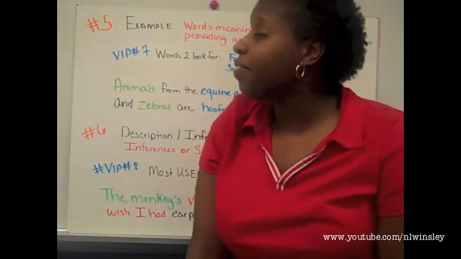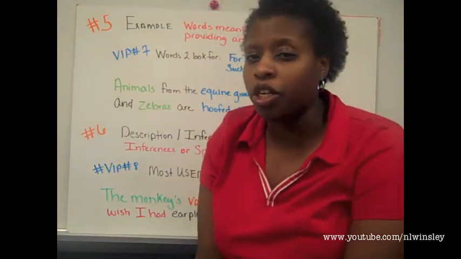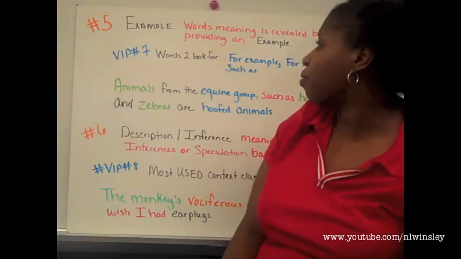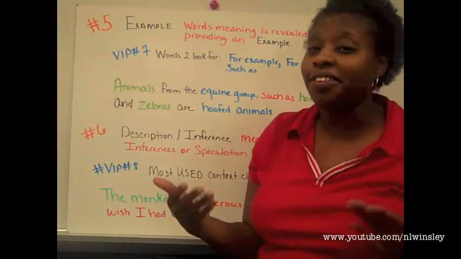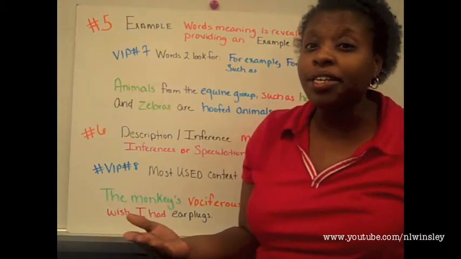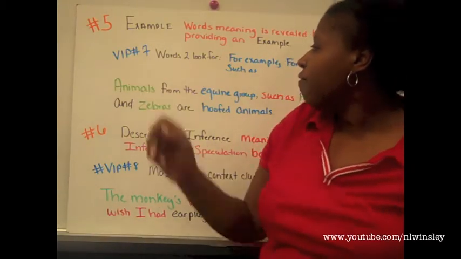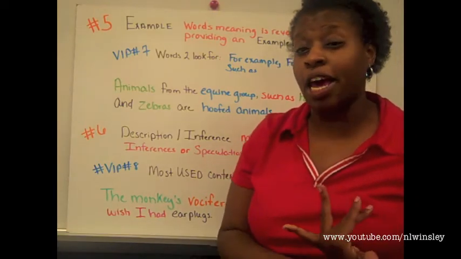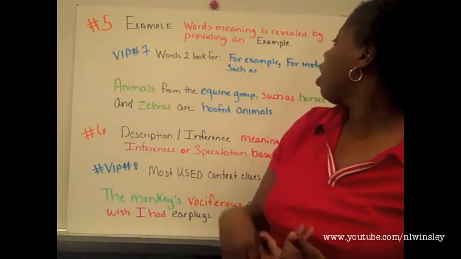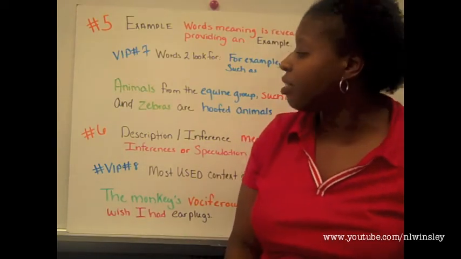Device number 5. It's the 3rd most commonly used. Example. Words or meaning are revealed to you by providing an example. Pretty easy. That's why it's common. VIP number 7. Words you should look for like for example, or example, for instance, or such as.